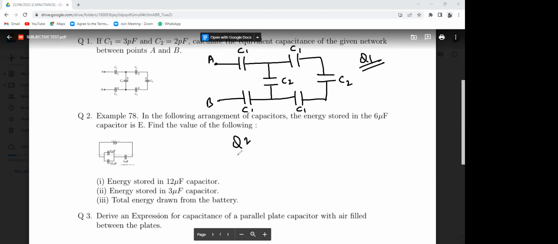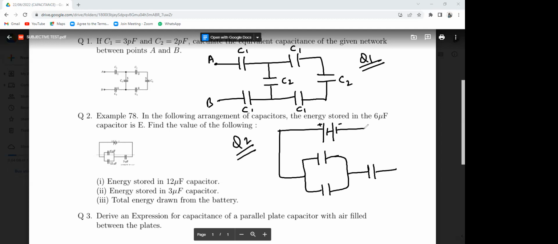Second, for question 2, I'll redraw the figure. Battery is there. Positive, negative terminals are there. There are 2 capacitors connected and 1 more capacitor here. So this is 3 microfarad, this is 6 microfarad, and this is 12 microfarad.